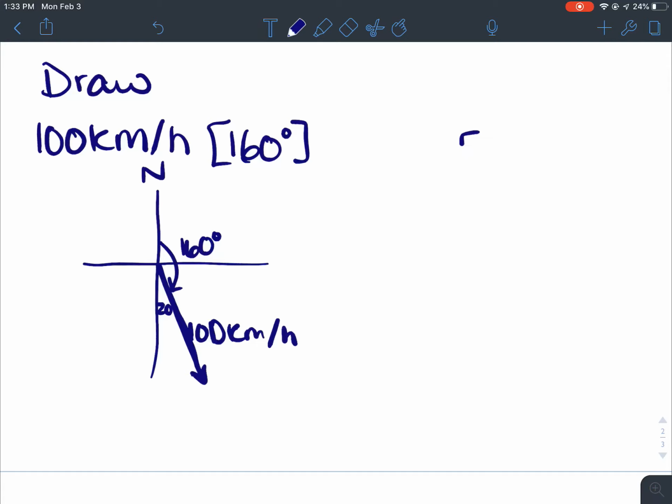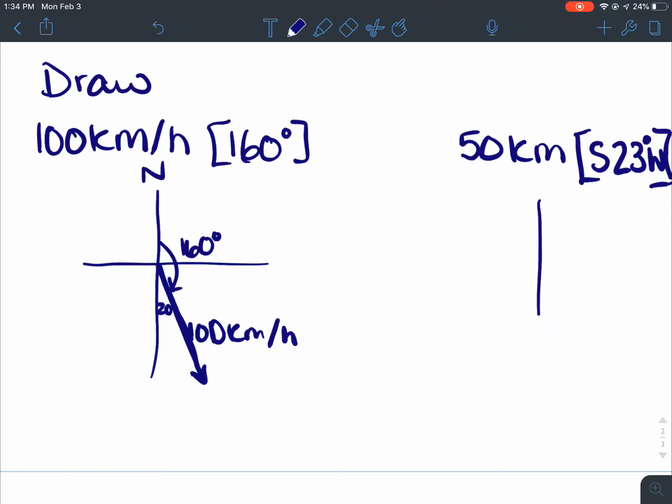And you could also draw vectors that are like, what about someone traveling 50 kilometers south 23 degrees west? No problem. South. Never eat shredded wheat. And then you're just going south 23 degrees towards the west. So this would be 23 degrees. The length of this line here would be 50 kilometers. Boom, you just drew it.